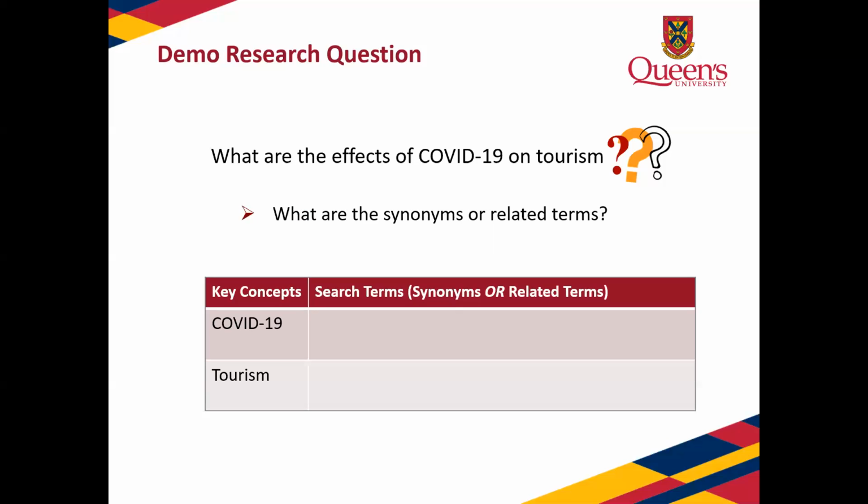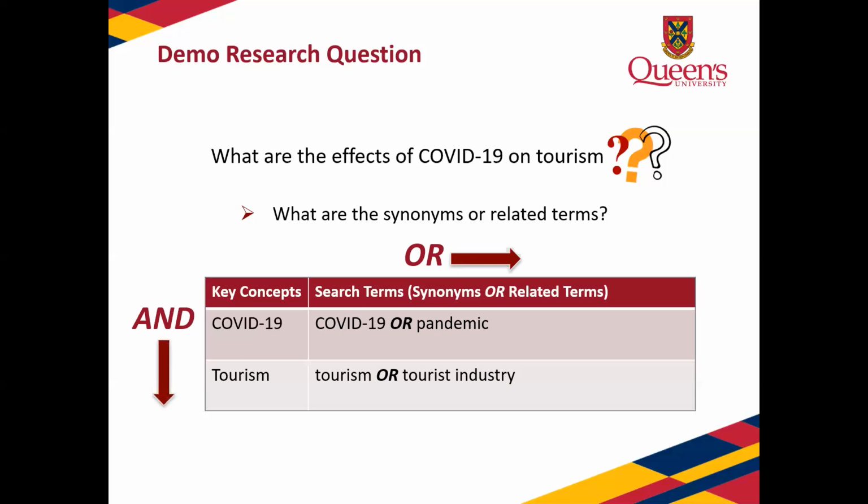With the key concept of your research question identified, what terms are you going to use in your search? It's always a good idea to come up with a few synonyms or related terms for each key concept to broaden your search. For example, for COVID-19, because it's a relatively new term, you may want to search both COVID-19 or pandemic. As for tourism, you could search for tourism or tourist industry. Note that within each key concept, you're combining the synonyms or related terms with or, and to fully address your research question, you will then combine the key concepts together with and.